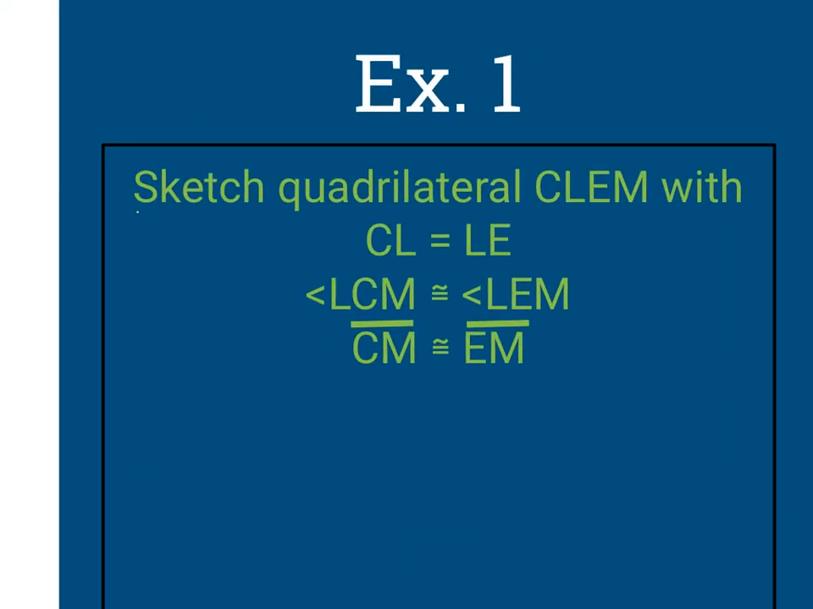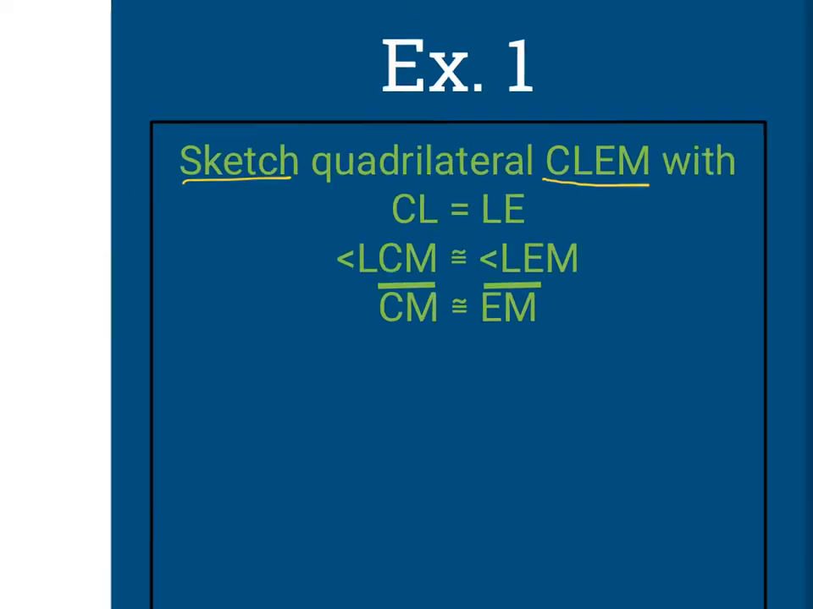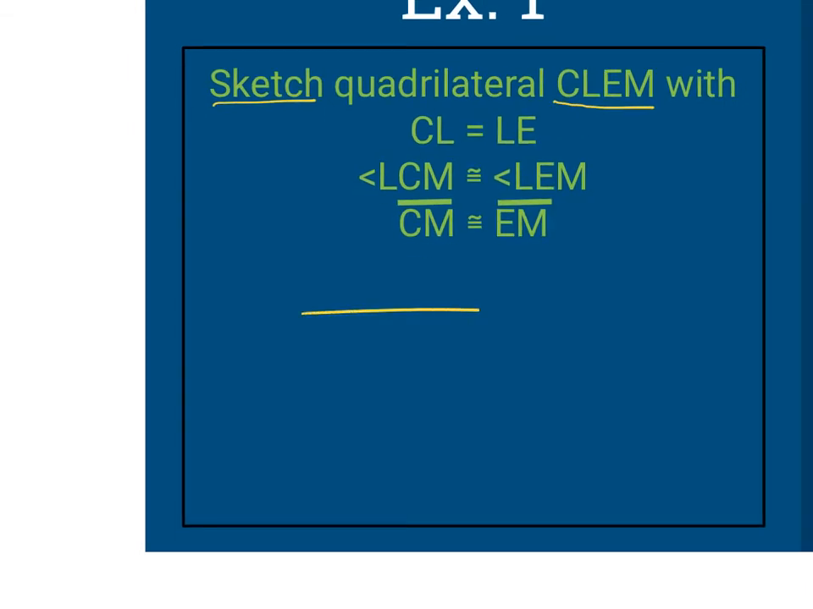In example 1, we're asked to sketch a quadrilateral named CLEM. We want CL to equal LE. Angle LCM is congruent to angle LEM. And line segment CM is congruent to line segment EM. So I'm going to start with a quadrilateral. Hopefully you know that a quadrilateral has 4 sides.